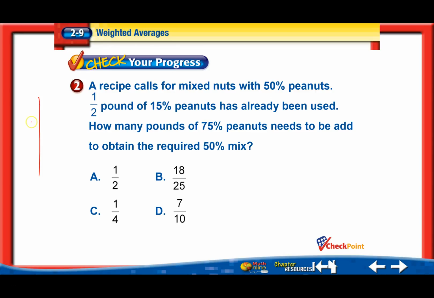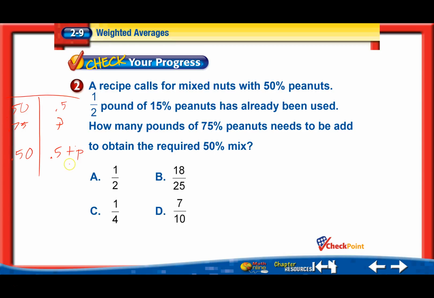Right, so we're going to set this up over here. I have a 50% solution, and I have a half pound of it. So I'm going to say 0.5 to make it easier. We have a bunch of 75%, so 0.75 needs to be added of peanuts, P, required to make a 50% mix. So I'm going to need to go 0.5 plus P in order to get this. And I need to make a 50% mix.